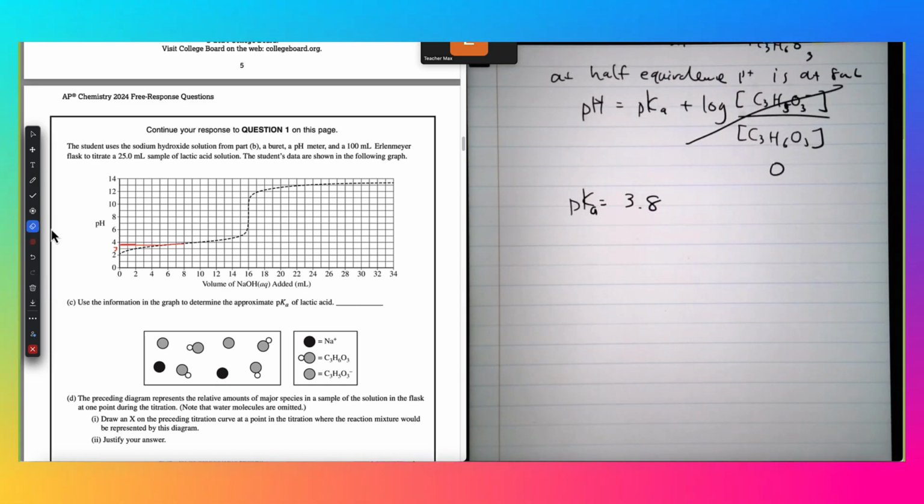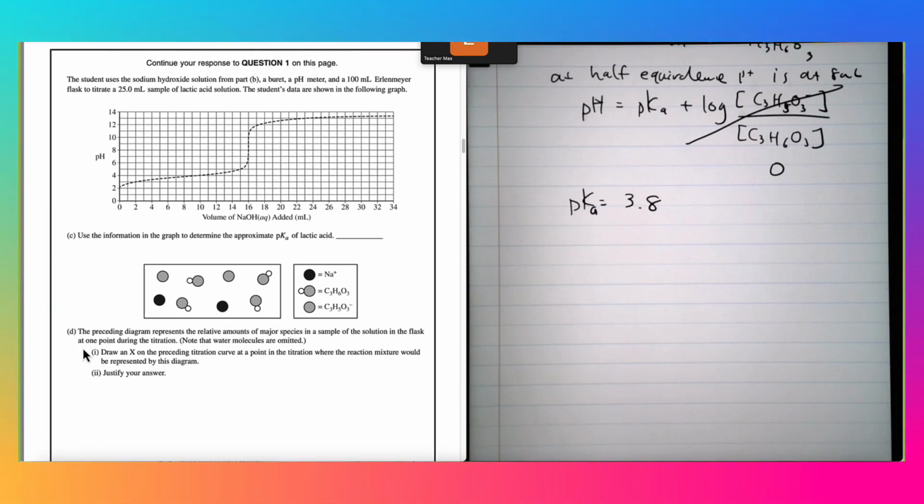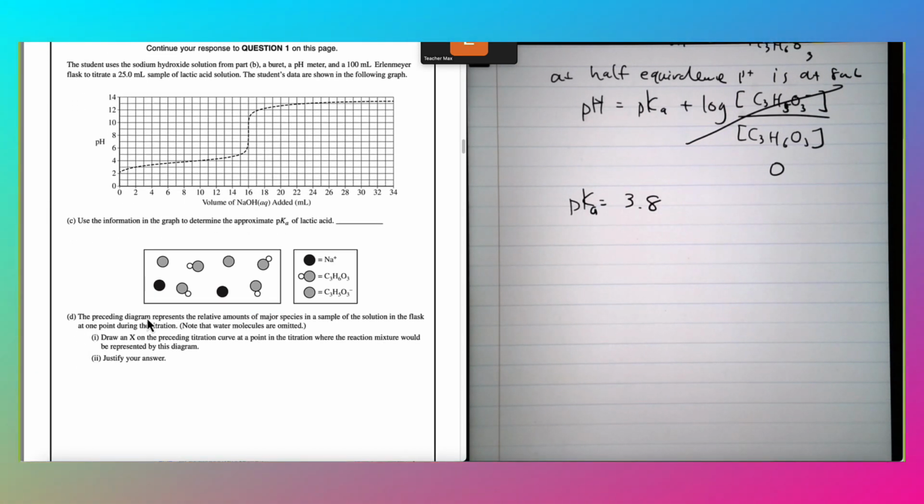Now part D. The preceding diagram represents the relative amount of major species in the sample of solution in the flask at one point during the titration. Note that water molecules are omitted. Draw an X on the preceding titration curve at a point in the titration where the reaction mixture would be represented by this diagram. And then we need to justify the answer.